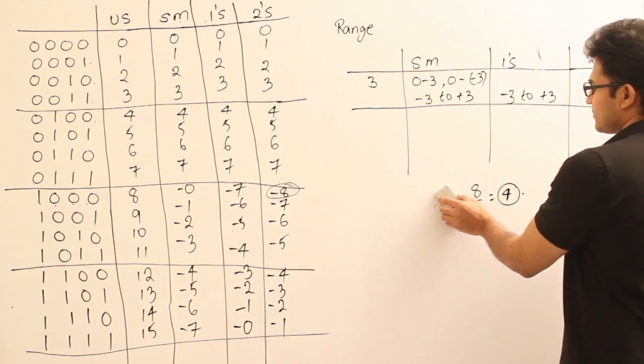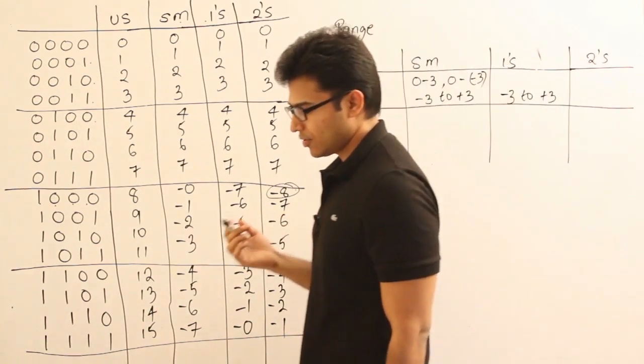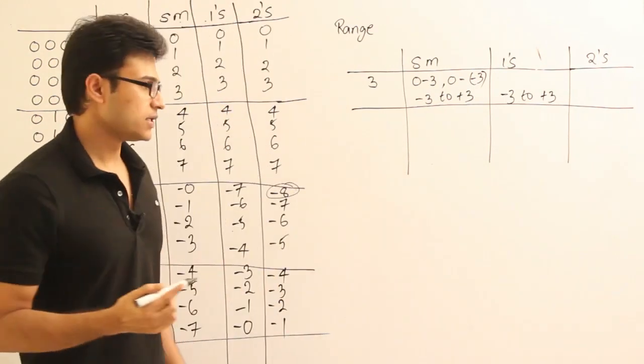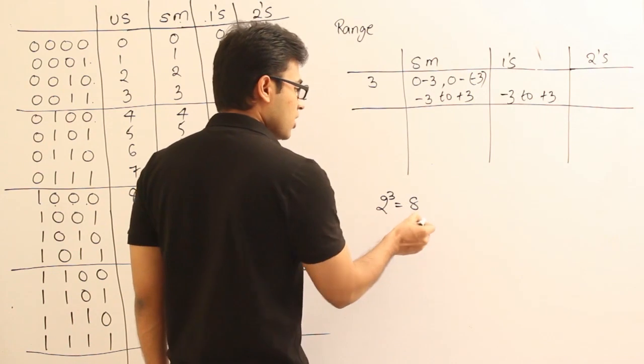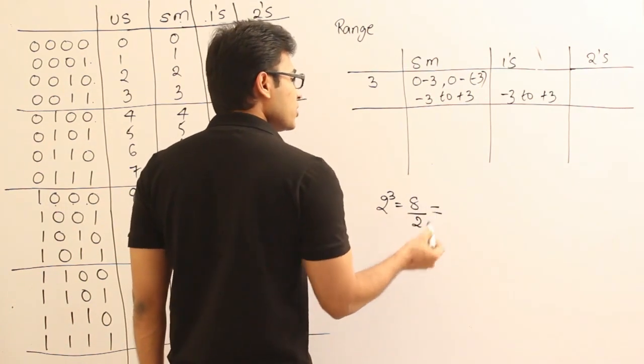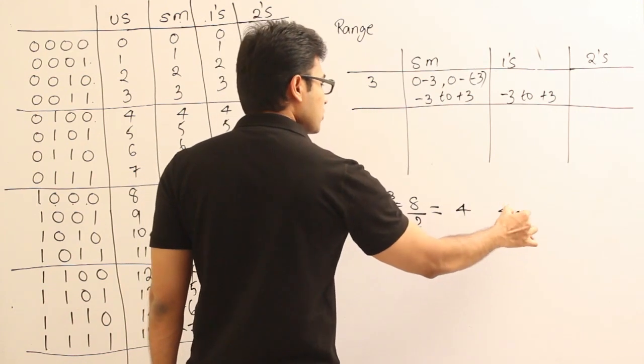In 2's complement it is a bit different. See this. Now with 3 bits, the total number of combinations possible is 2 power 3, which is 8, which means 8 combinations are possible, out of which half of them are going to be given to positive and then half of them are going to be given to negative.